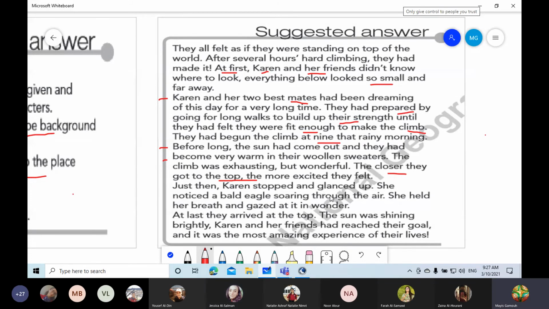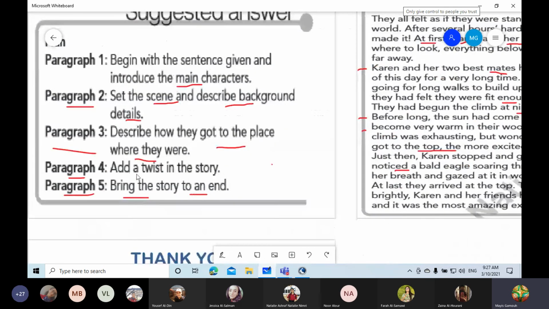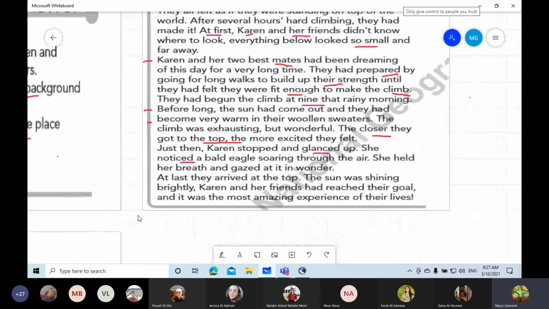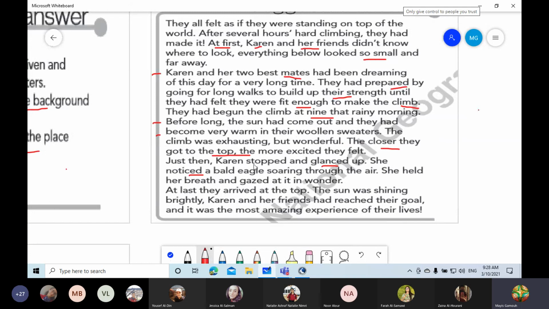So here, just then, Karen stopped and glanced up. The word glance means looked at something. She noticed, here is another word for see, a bald eagle soaring through the air. What can I call this thing? I could call it an interrupted action. Do you remember when I said we can add a twist in the story? My twist was this interrupted action, which is a bald eagle soaring through the air. She held her breath and gazed. Gazed also means looked in wonder.